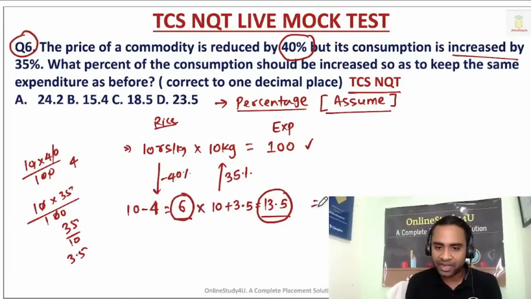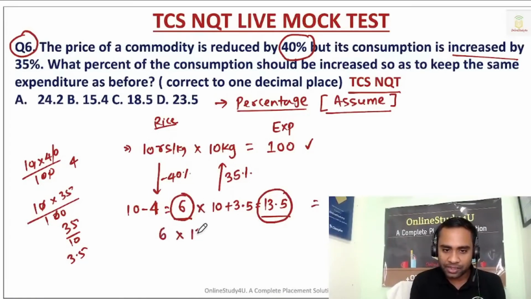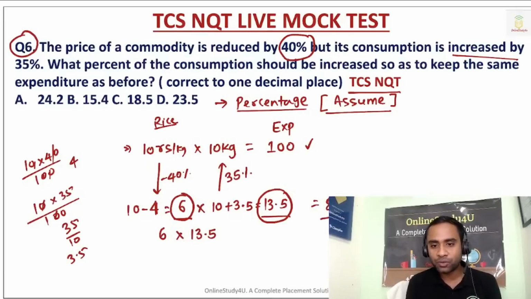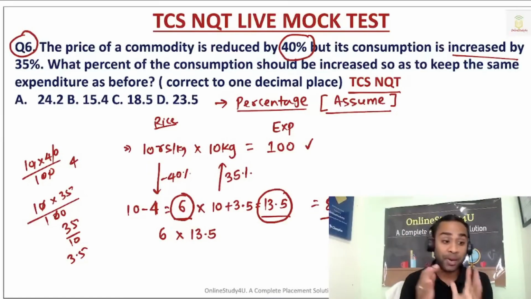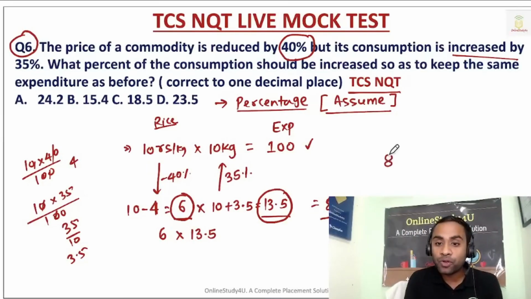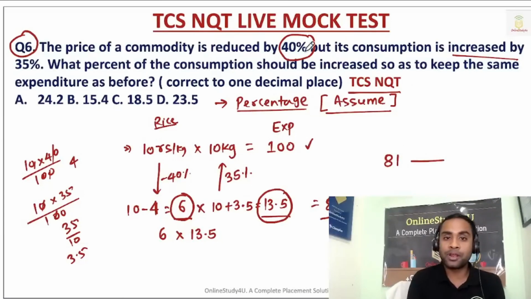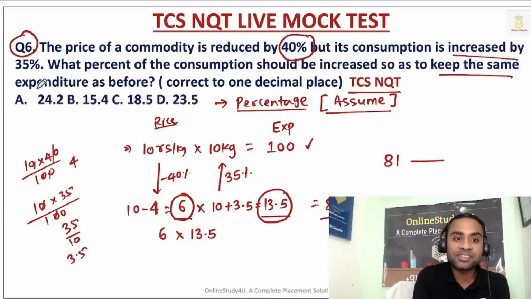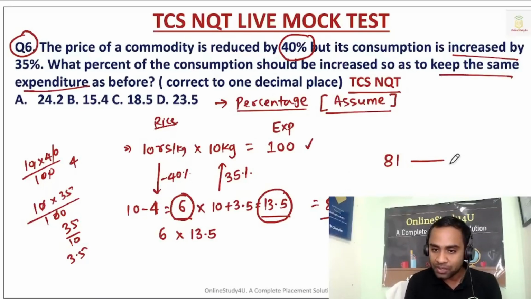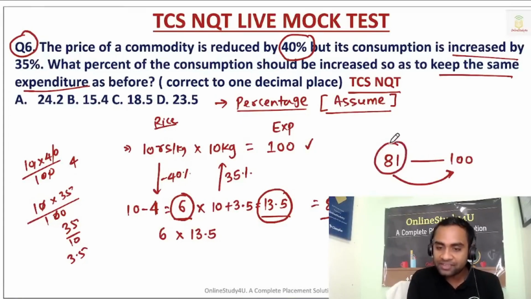Now what is the expenditure? So 6 into 13.5, that will be 81. So now the total expenditure is 81 rupees. But they are telling, I don't want expenditure 81, I want to keep the same expenditure, 100. That means what is the difference? So please increase 19 more. From 81 you have to make it 100.